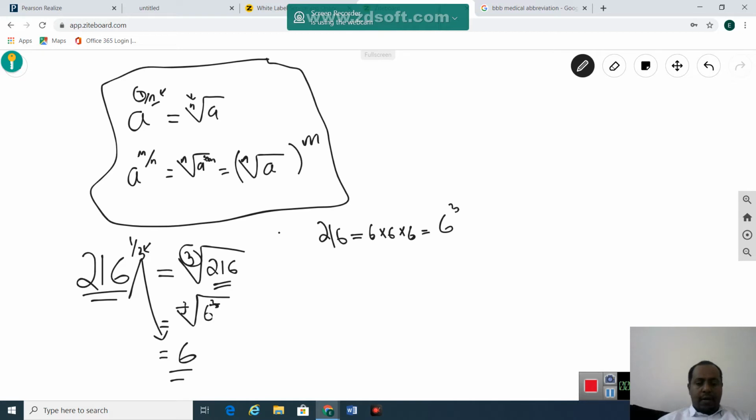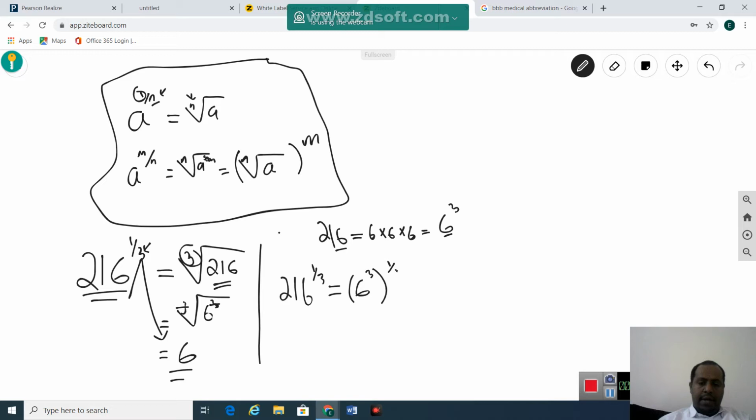By the way, I can do this question in another way. How am I going to do it? 216 to the power of 1 over 3 is equal to, since I know that 216 is equal to 6 to the power of 3, this can be written as 6 to the power of 3, the whole to the power of 1 over 3.